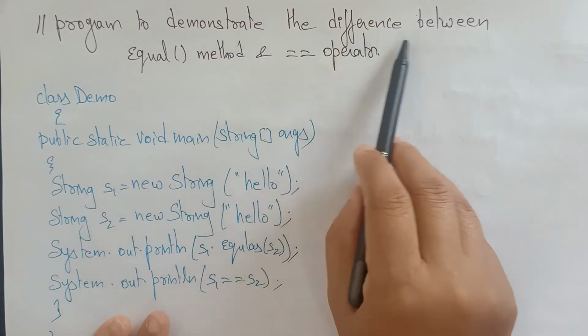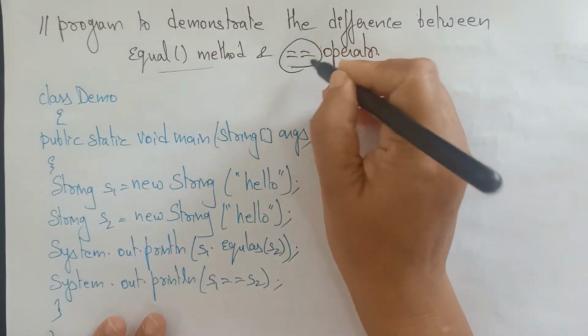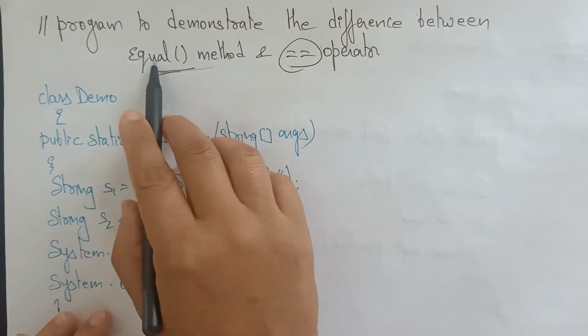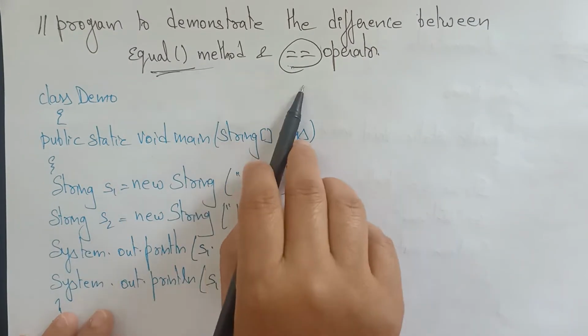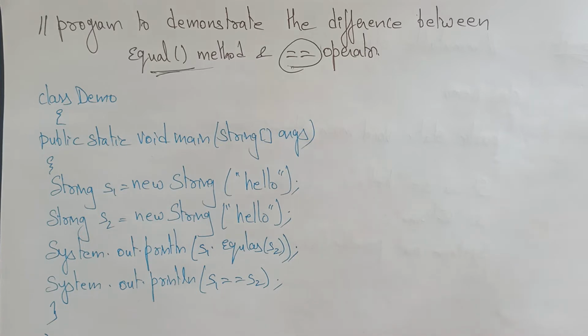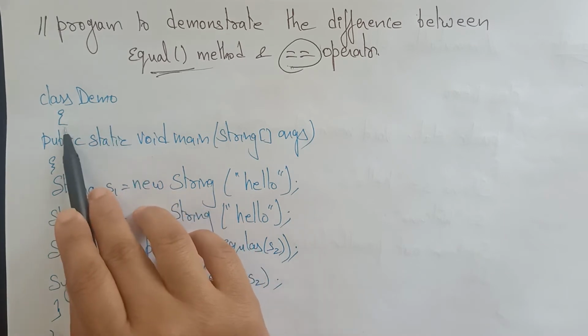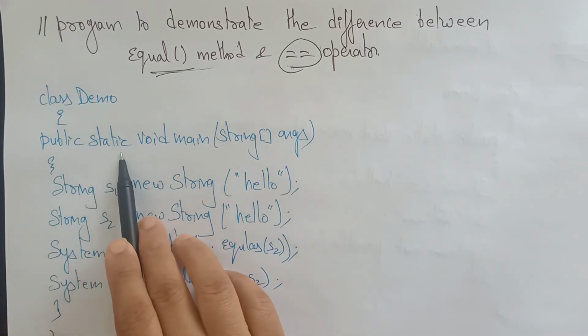A program to demonstrate the difference between the equals method and the equal-to operator. Everyone is getting confused: are both returning the same value or not? In this video, I'm going to clarify your doubt. So what the equals method will return and what the equal-to operator will return in string handling, we will see. Okay. So class Demo is loaded, the open brace is executed, and the main method is called.